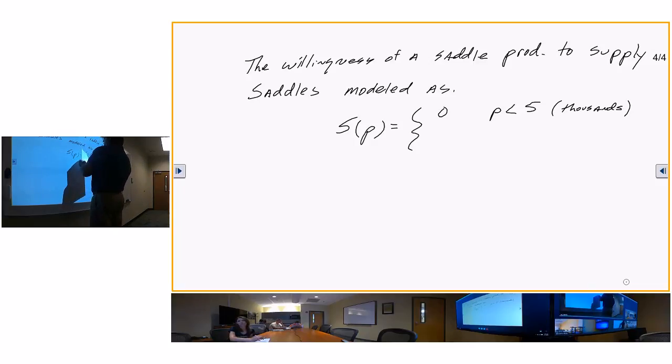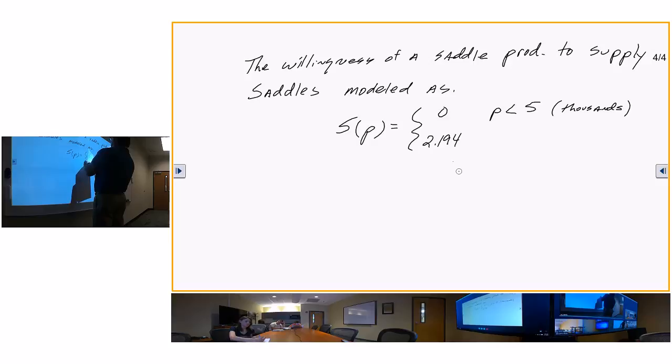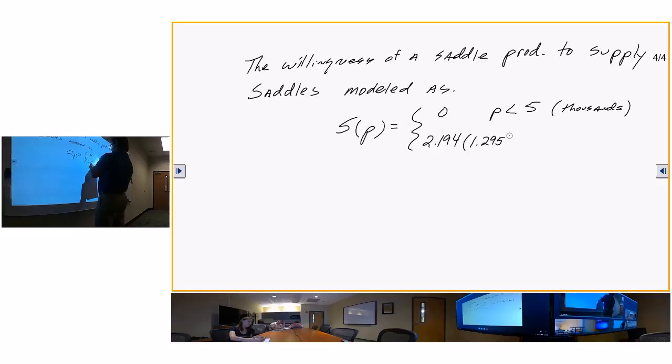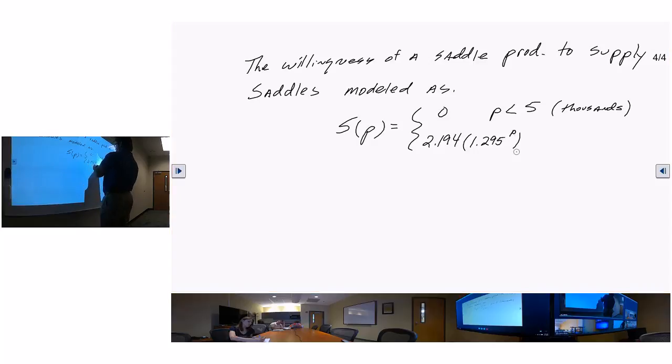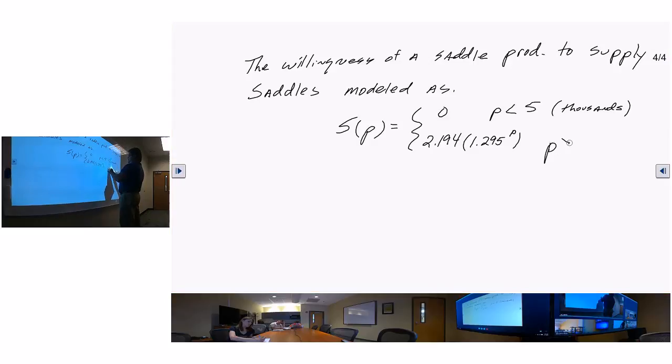And 2.194 times 1.295p, to the p power. And p is greater than or equal to 5.